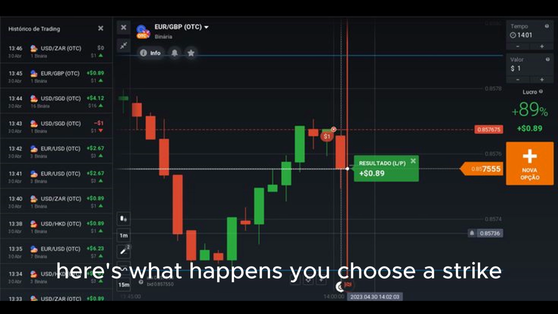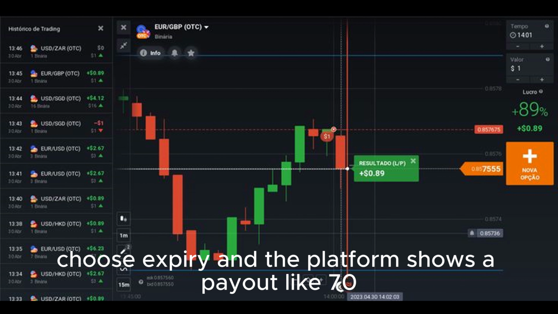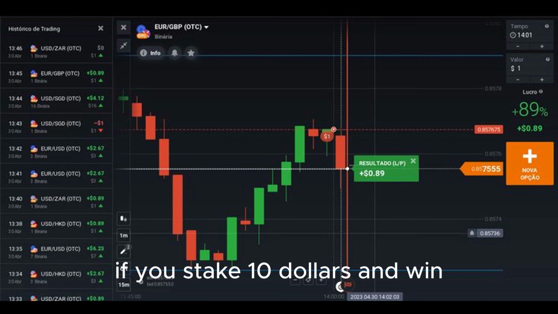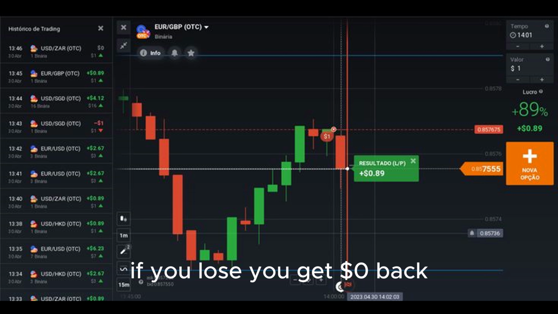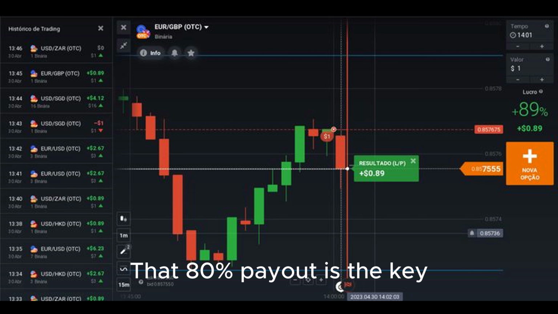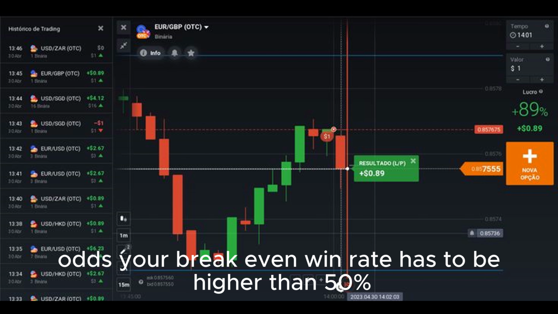Mechanically, here's what happens. You choose a strike, usually the current market price, choose expiry, and the platform shows a payout like 70-90%. Suppose the payout is 80%. If you stake $10 and win, you receive $18: your $10 back plus $8 profit. If you lose, you get $0 back, meaning a full $10 loss. That 80% payout is the key. Because you don't get symmetrical odds, your break-even win rate has to be higher than 50%.